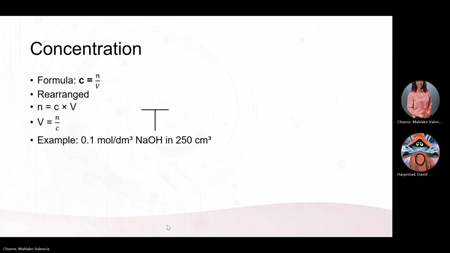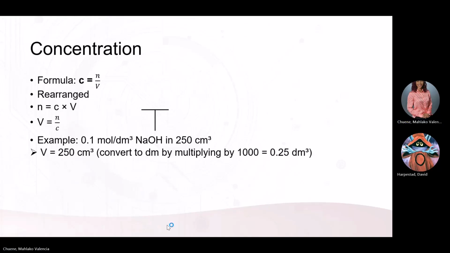centimeters cubed to decimeters cubed, you need to divide by 1,000. I wrote multiplier, but it is supposed to be divide by 1,000, and then you get your answer of 0.25 decimeters cubed. Now that we have our volume in the right unit of measurement, we are going to calculate our number of moles.